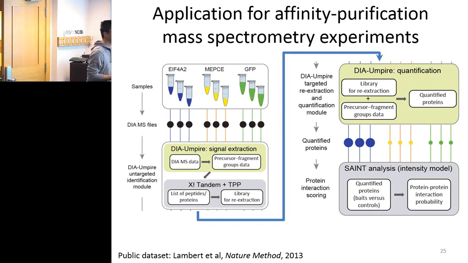What is the output from DIA-Umpire? Is it mzXML? It's an MGF file, so essentially similar to an MGF format.